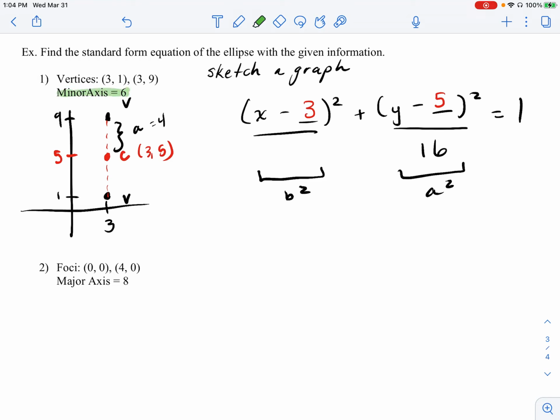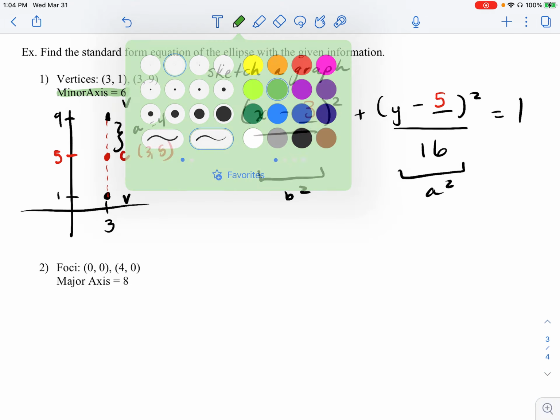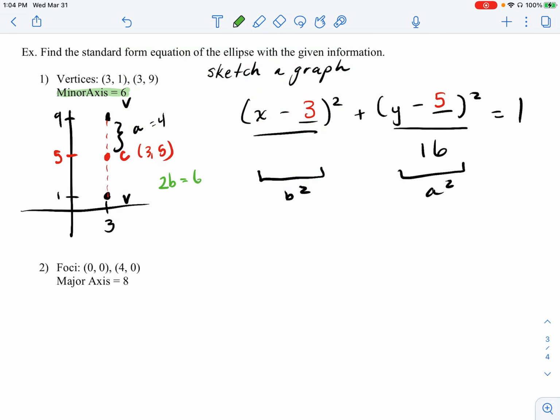And before I finish this, I just want you to kind of appreciate how much information we can get just from knowing where our vertices are. We're pretty much practically able to write the entire standard form equation, but we can't finish this without knowing our b value. Since we know that our minor axis length is 6, and we know that 2b is equal to 6, that means b is equal to 3. If b is equal to 3, that means b squared is equal to 9.